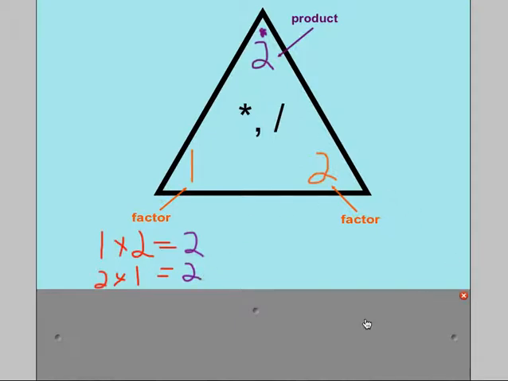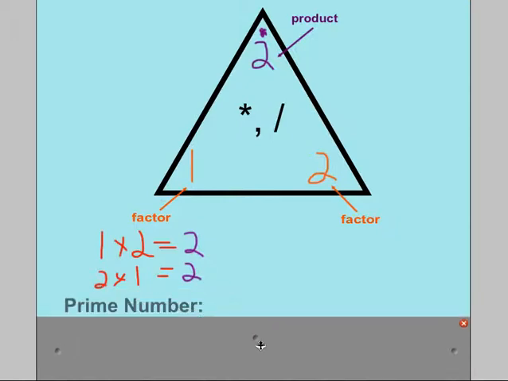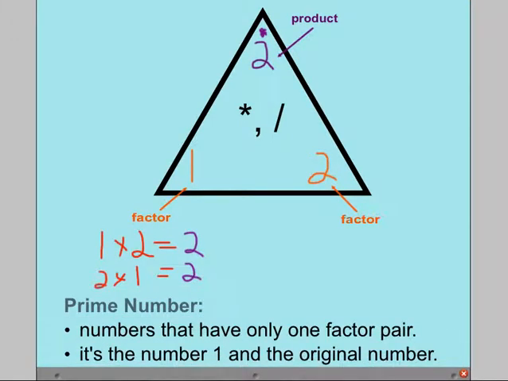So something I want you to notice about the product number 2 is that there's only 2 factors that make it. There's no other factors that can make the product 2. It's just the numbers 1 and 2. So when there's a number or a product that has only one factor pair, let me change my color for you, 1 and 2 would be the factor pair.